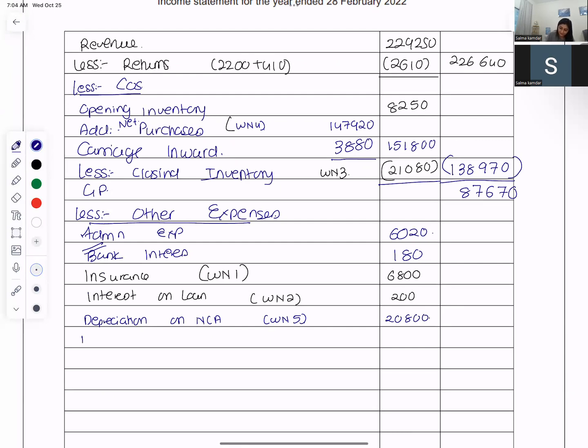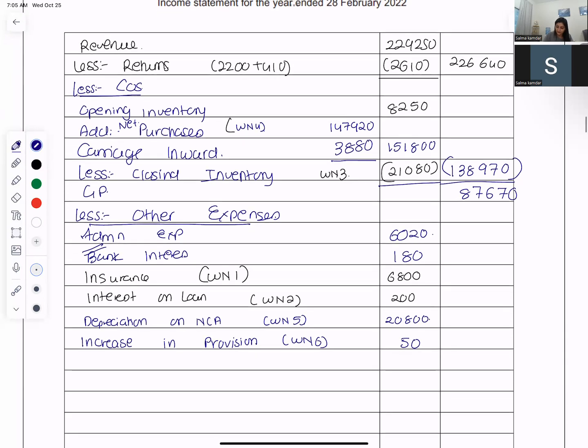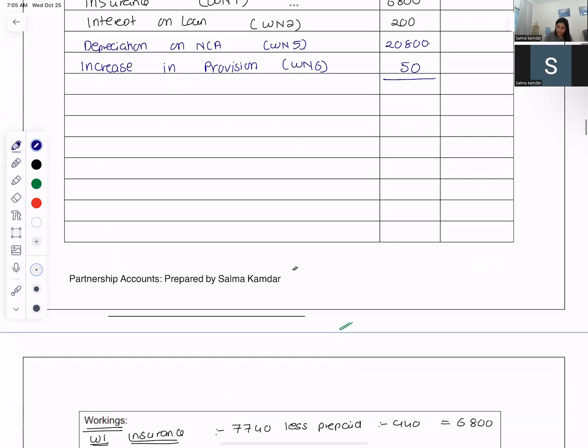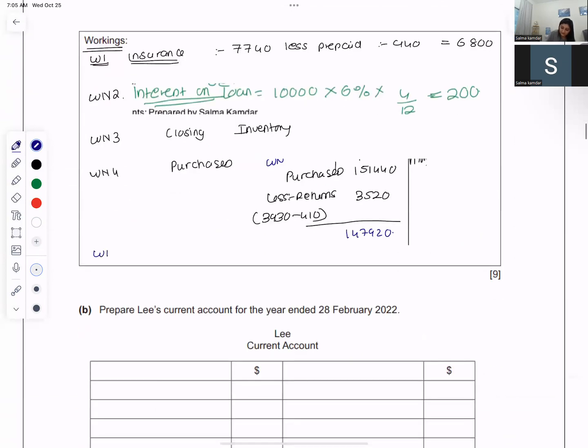And there was increase in provision, and this you can show as your working note number 6 as 50. Okay. So I will show working note number 5 for depreciation of non-current asset. You can show the working over here. And working note number 6, you can show increase in provision.